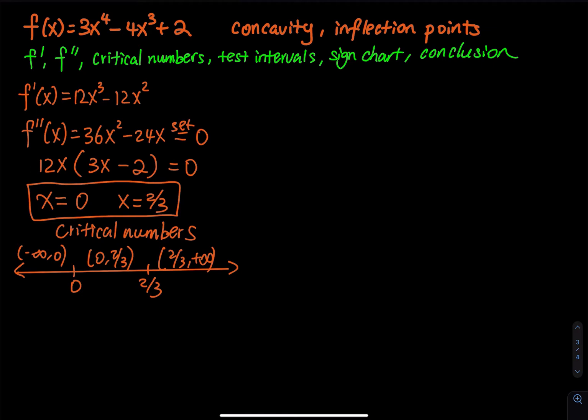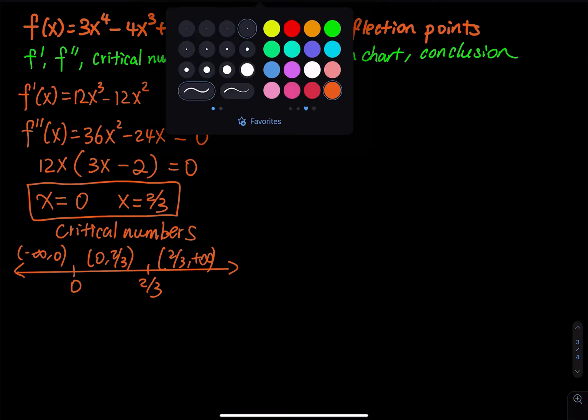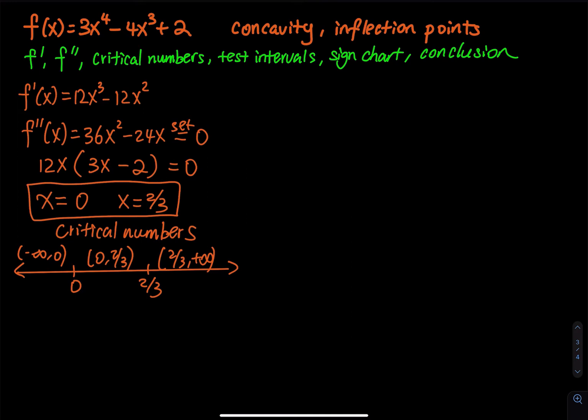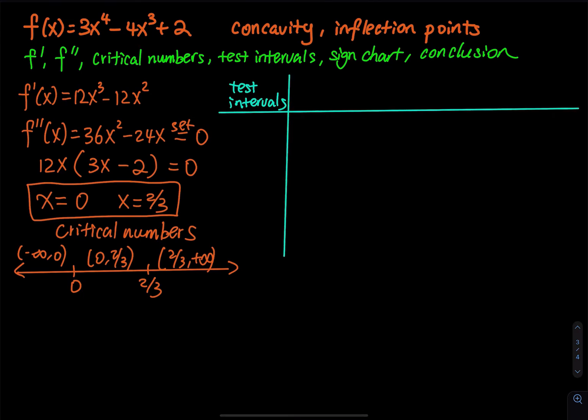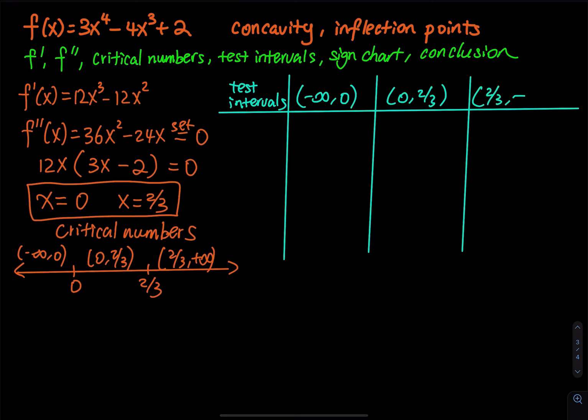So to give you a better color contrast, let's do this in a different color. So I am going to write down my test intervals. Actually, I'm going to move a little bit to the left. So my test intervals. This is my first row, and then we make a chart, make a table. And then we have from negative infinity to 0, and then the next one is from 0 to 2/3, and then the next one is from 2/3 to positive infinity.